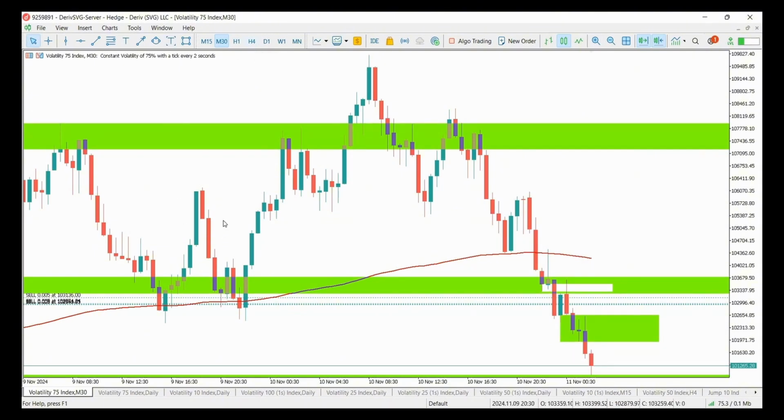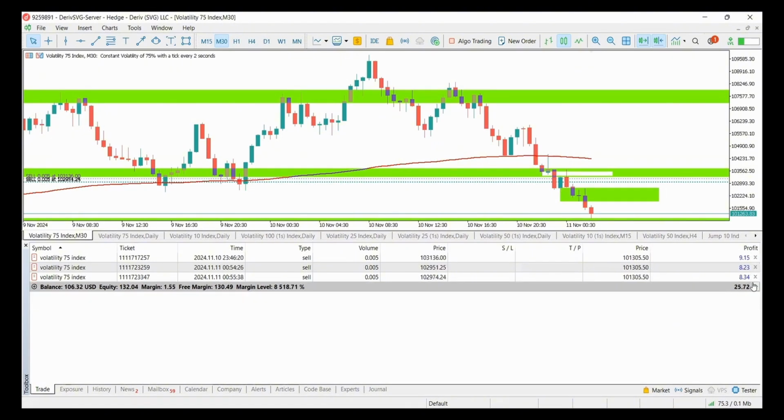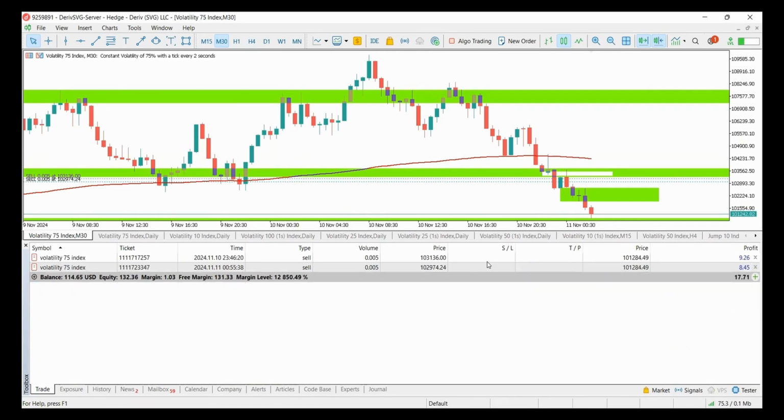So remember our target, we've already hit even our target. Let me take out also this. I'll take out also, I just want to leave two trades, okay? Okay, those two are enough.